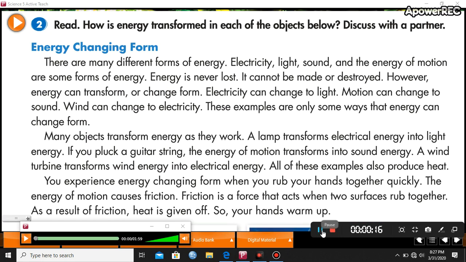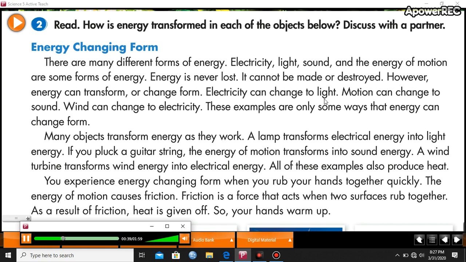Okay, now we continue to activity 2. Unit 8, Lesson 3, Activity 2. Energy changing form. There are many different forms of energy: electricity, light, sound, and the energy of motion are some forms of energy. Energy is never lost. It cannot be made or destroyed. However, energy can transform or change form.